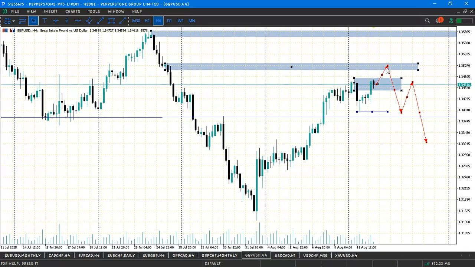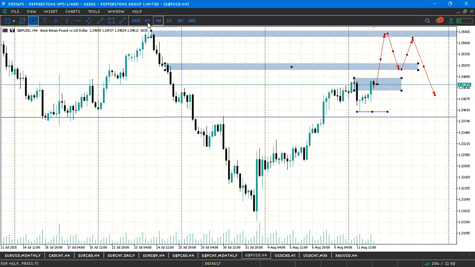The other alternative is to wait for the market to come up to this point, and now we witness this change of character at this point where the market will now change character, and from that area we can continue with the sales.